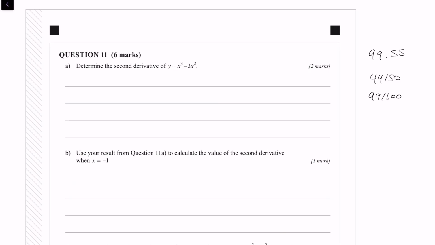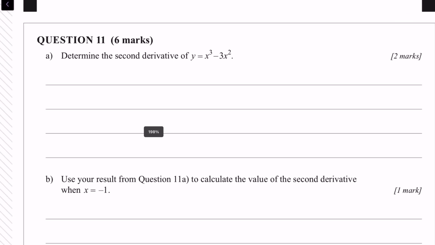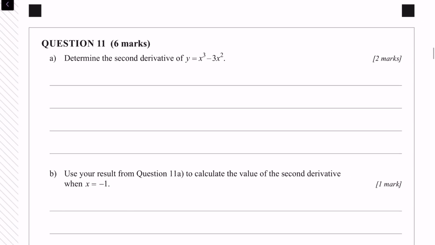So question 11, part A, with 2 marks. So we need to show basically 2 points that the marker will tick us off on. And so determining the second derivative of y equals x cubed minus 3x squared. Okay, and so what we can do here is we do the first derivative. So that's probably where our first mark comes from.